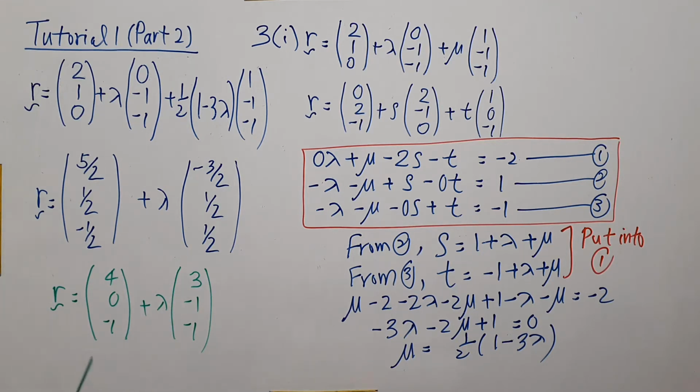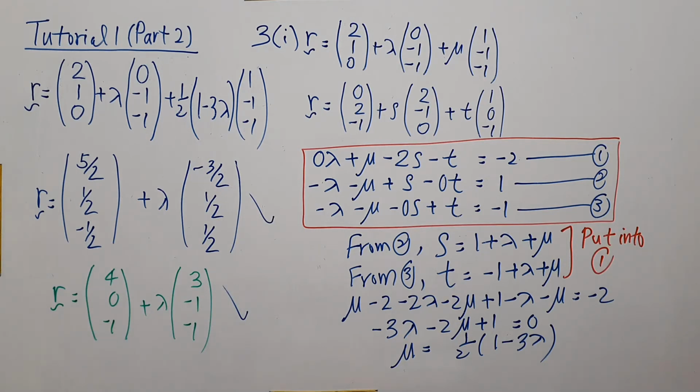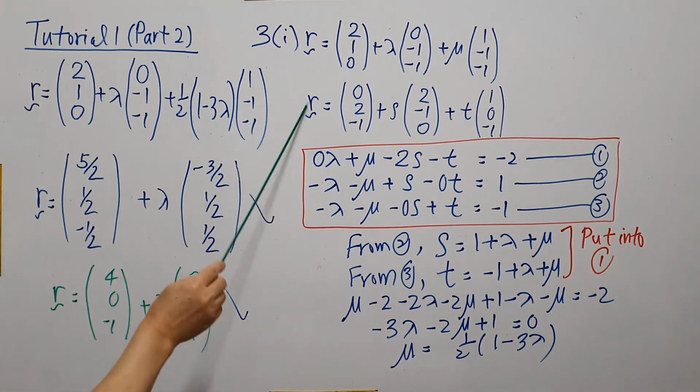Next thing is, can I get this point from this line? If I put lambda as minus 1, this minus 1 times this will give me 4. If I put lambda as minus 1, this will give me 0. If I put lambda as minus 1, I get minus 1. Yes, so therefore these two are equations of the same line. So this is actually the equation that tallies with the answer key. This is the equation of the intersecting line between the two planes in part 1.